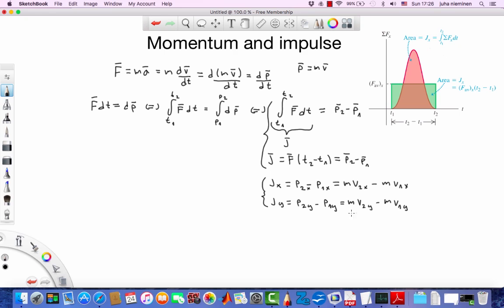So from this case, I think it's clear that if we can evaluate the impulse, then we can tell something about the final velocity if we know the initial velocity. And that is the power of the concept of momentum and impulse when they work together.